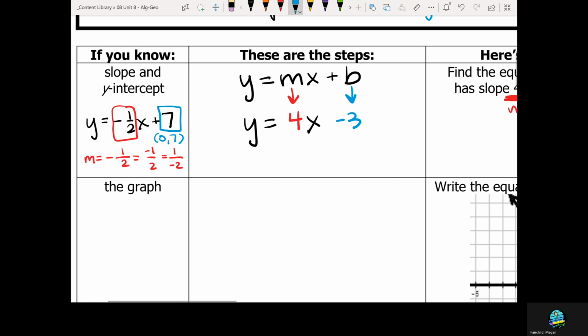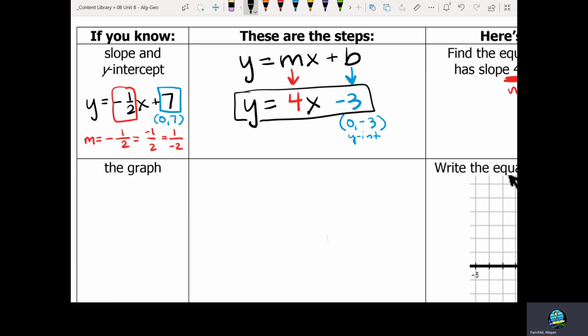All right. And here the y-intercept would be 0, negative 3, right? That would be what that means. But what we're looking for is the actual equation itself. That's the answer. All right, next one.